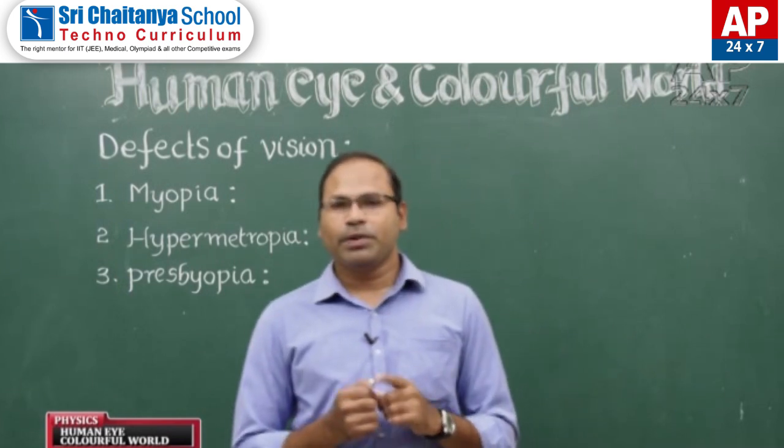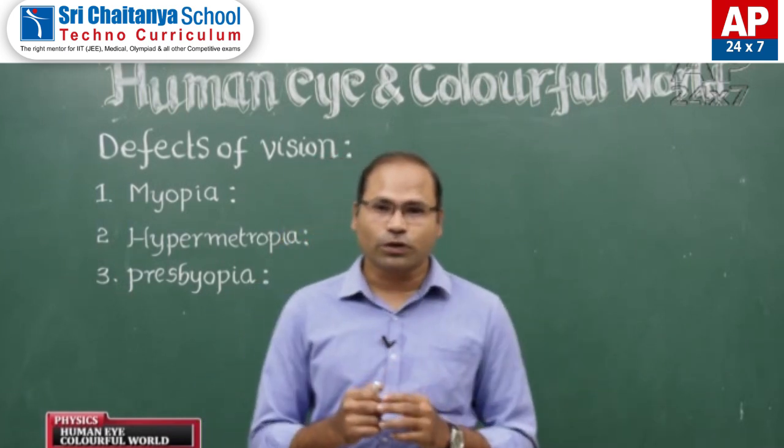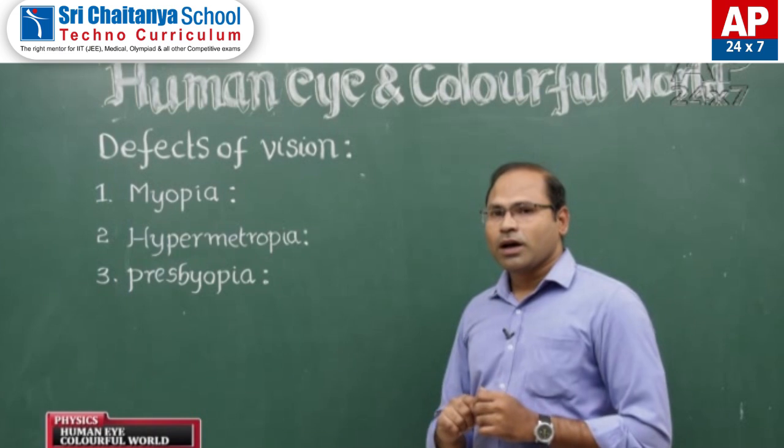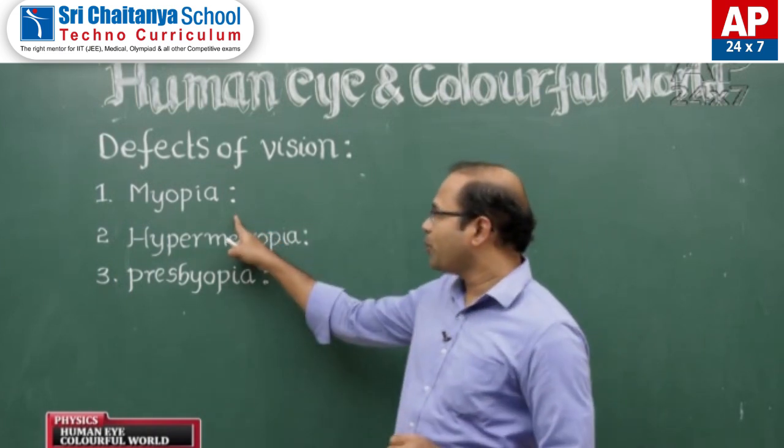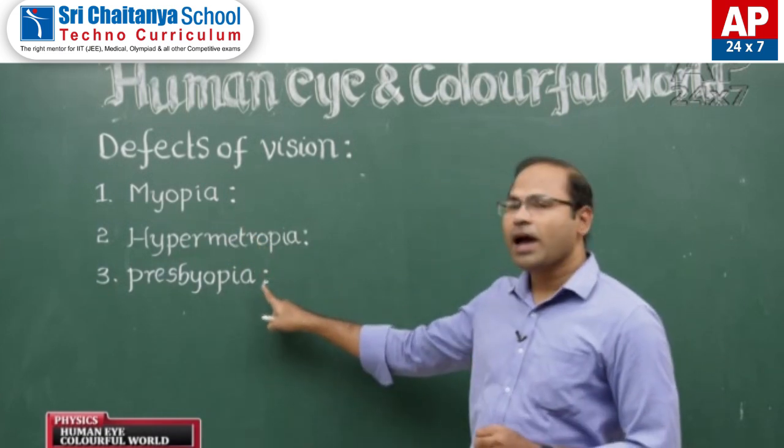In such a case, people will suffer from some defects of vision. There are mainly three defects of vision. They are named as myopia, hypermetropia and presbyopia.